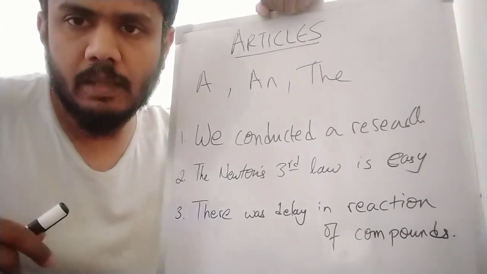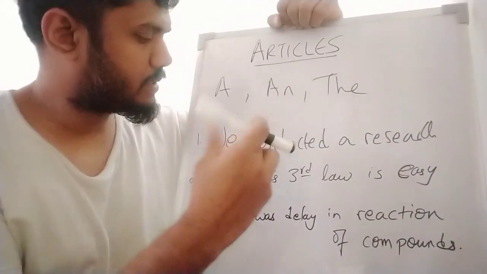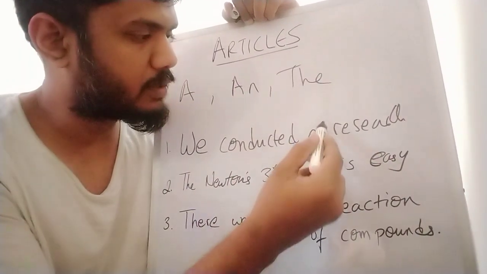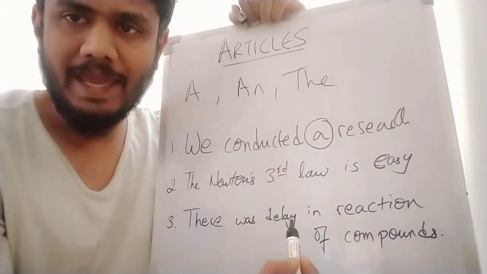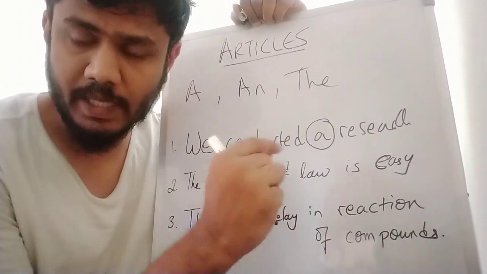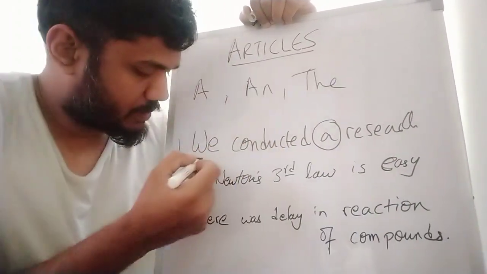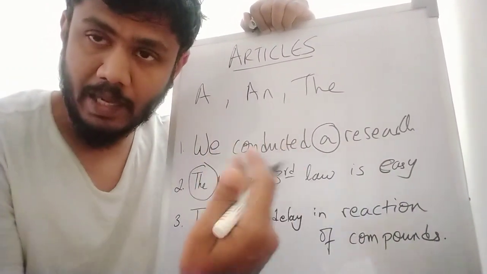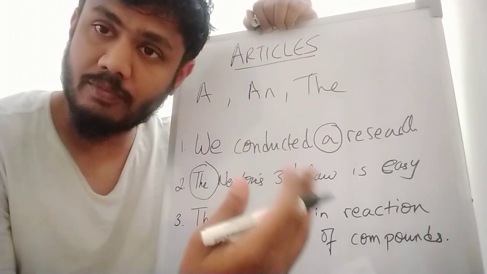So we have a few examples over here. The first one is: we conducted a research. So what's the article here? We're using a, the article A. Now, of course, when I emphasize it, I would say a, and when I emphasize this word here, I would say the. But generally, when we speak in day-to-day language, they're pronounced in a different way.